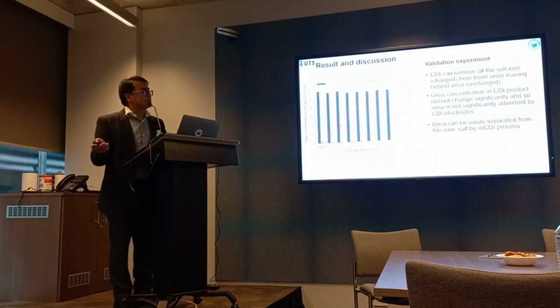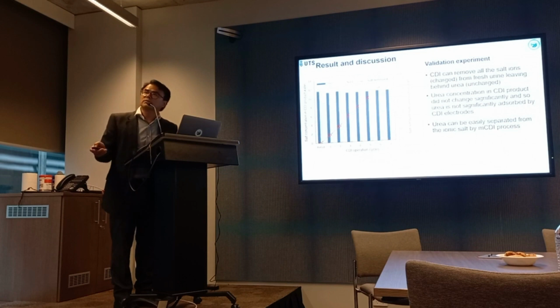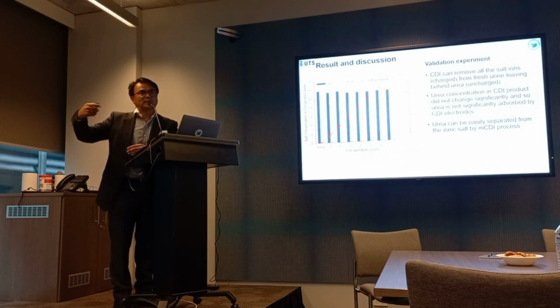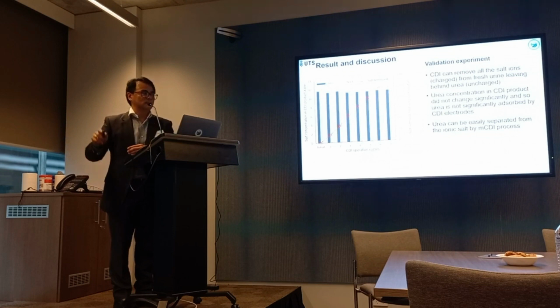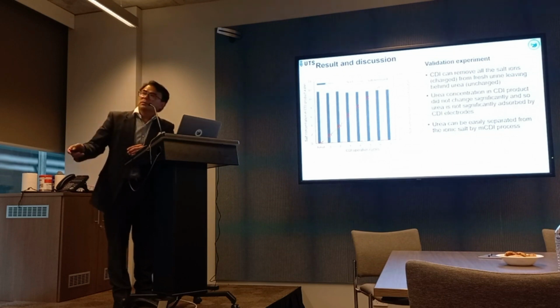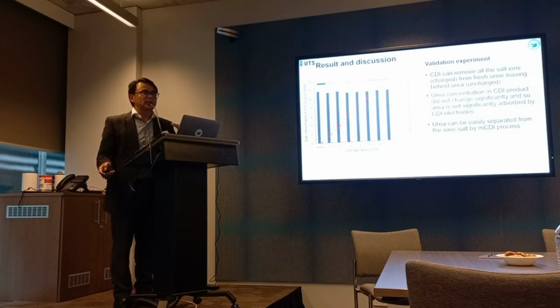So the results I just want to present here. Initially we did the validation experiment. We have urea and just sodium and chloride, no other ions. And you can see that, of course, this is a batch process, so we have to do it again and again. You'll see that the concentration of the ions is going down, whereas the urea is remaining almost constant. So this is proving that you can separate the urea and the ions, sodium and chloride ions.